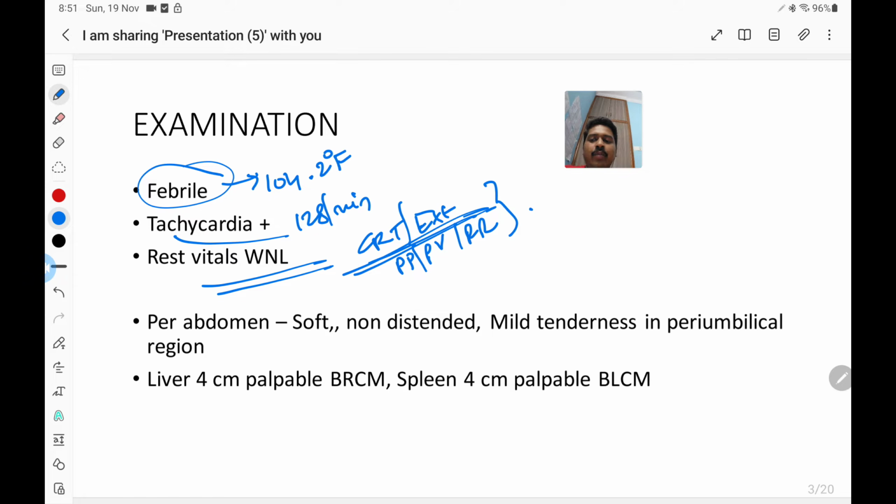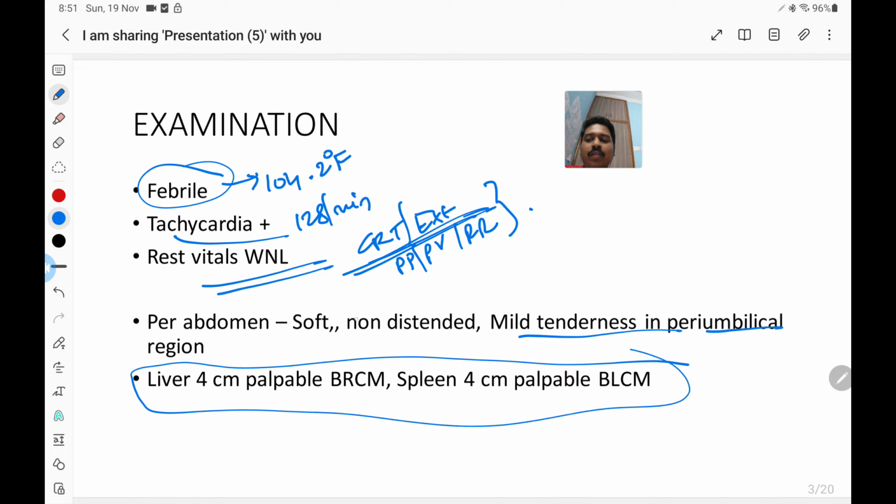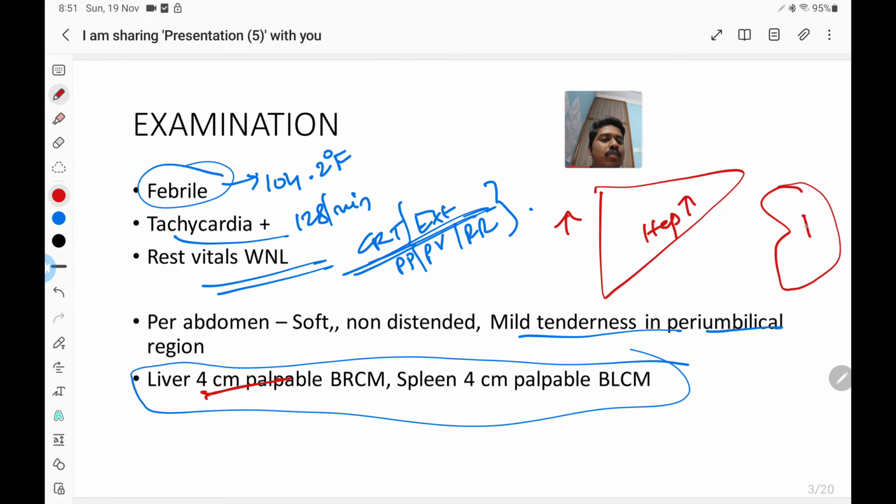We then did the per abdomen examination, which revealed that she had mild tenderness in the periumbilical region, as it correlated with history. On examination of the abdomen we found that the liver was palpable 4 centimeter under the right costal margin, which means her liver had enlarged. So there was hepatomegaly. Along with that, her spleen was also increased in size. She had splenomegaly. So on per abdomen examination we found she had hepatosplenomegaly, but the rest of the findings were within normal limits. So we had a patient who had an acute history of fever and pain abdomen, and she was febrile with tachycardia, and the only positive finding that we got was hepatosplenomegaly.